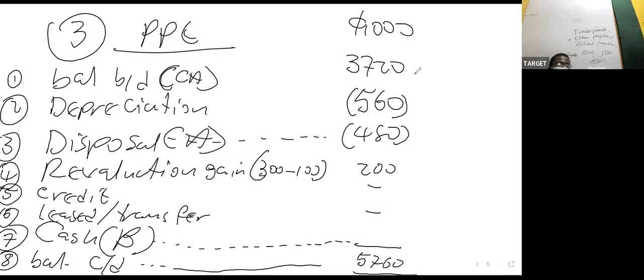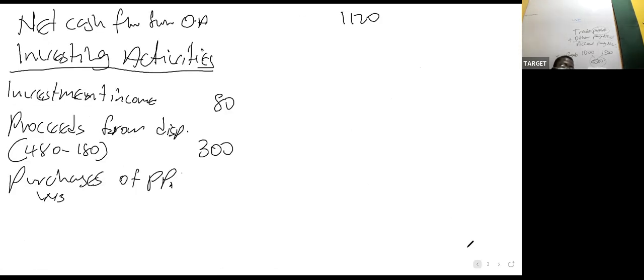3720 minus 560 minus 420. Oh, the items are not even many here. 2880. That's a balancing figure. 2880. So that's the purchase of PPE by cash. So they bought PPE with what? Physical money. So let's go.